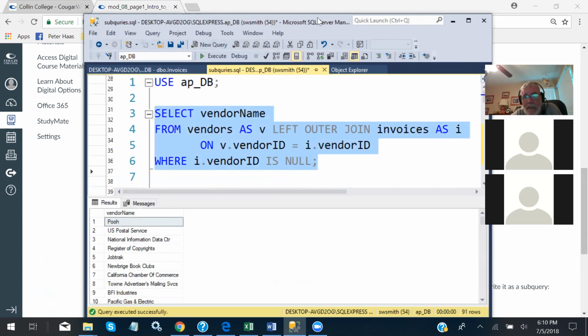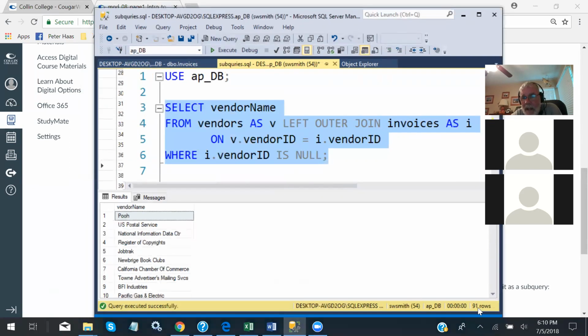Okay. I find that I have 91 rows in my output. And so this is just a plain old outer join, plain old find the parents who have no children. I've got more vendors that don't have invoices than I do that have invoices.